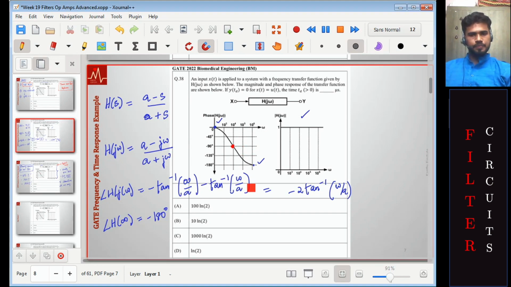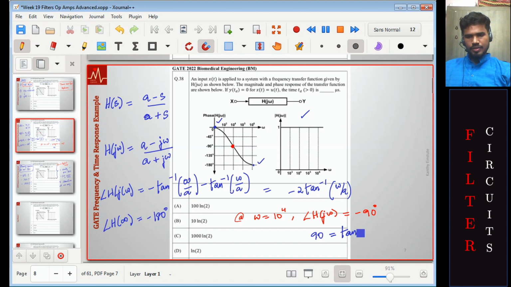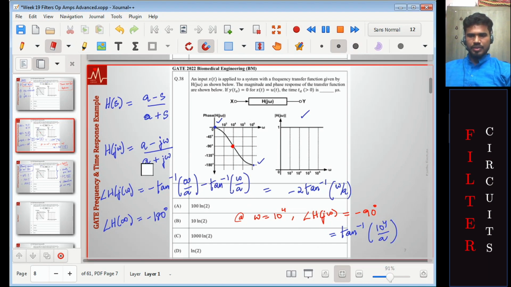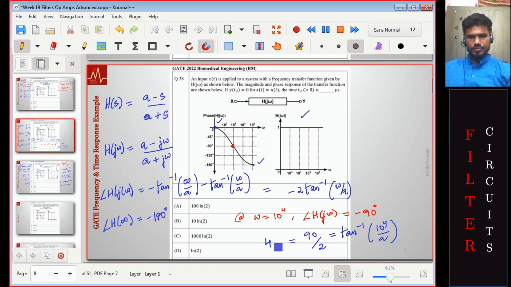So let's look at this point: at omega equals 10 power 4, the angle of H of j omega equals minus 90 degrees. Can we use this and solve for a? So 90 is tan inverse of 10 power 4 by a. Oh, no. This is not 90. No, this is 90 by 2. That is 45 degrees.